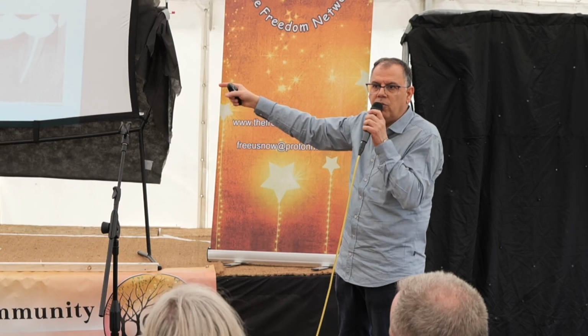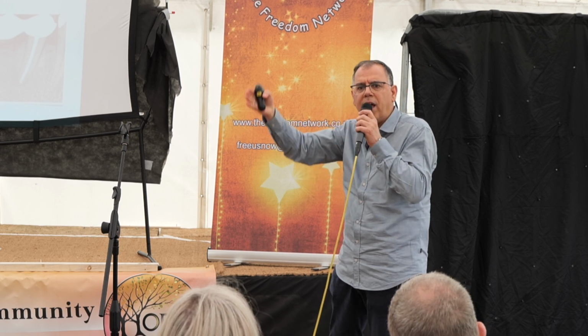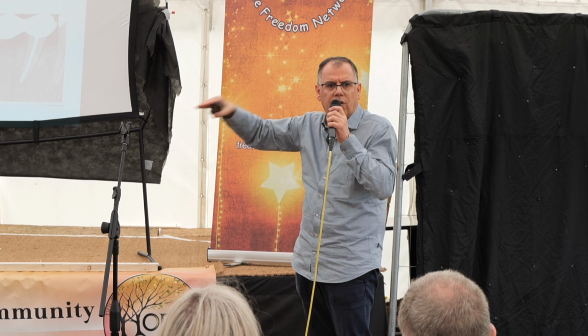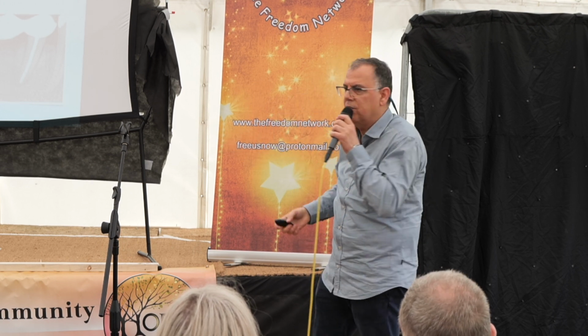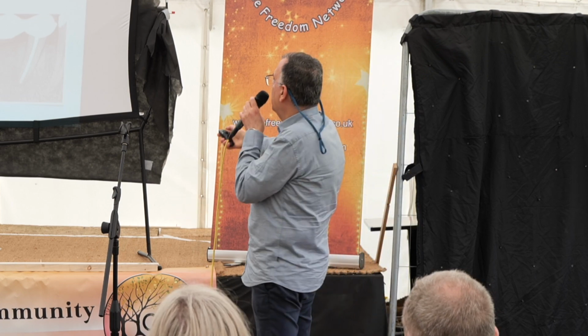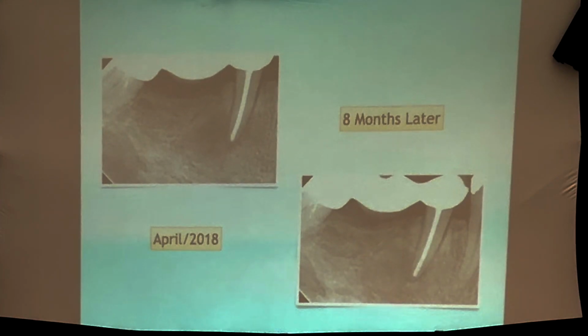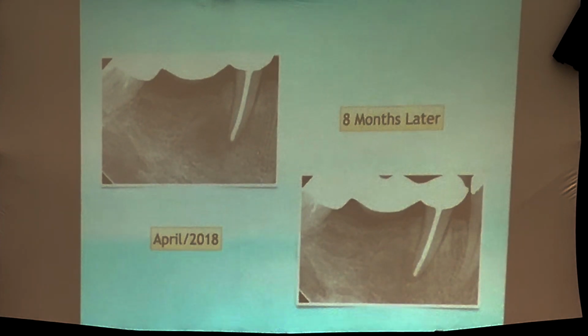My colleague referred her to me, please do an apicectomy. What does apicectomy mean? We open the flap and cut the apex of the root, which is a really very, very invasive procedure. And I told her, okay, let's try to bombard with laser, without any flap, just with the tip of the laser. And 8 months later, the lesion has disappeared completely, and this is only with laser application.